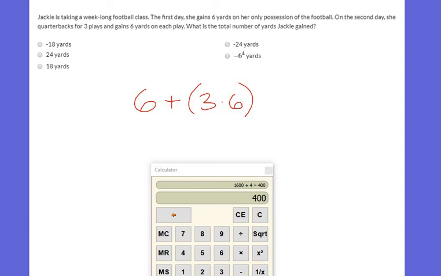I need to find the total here. Well, 3 times 6 is 18. 18 plus 6 gives me 24. So she gained a total, gain is positive, of 24 yards.